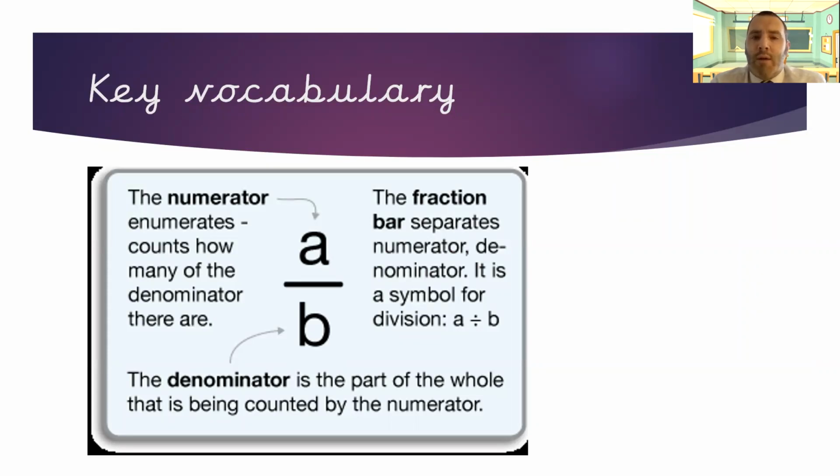Between these two numbers, you have the fraction bar. So it separates the numerator and our denominator. It's a symbol for division as well. So we can use it for that. Where we've got our divided by symbol, it's actually a fraction bar with 2 dots either side of it.